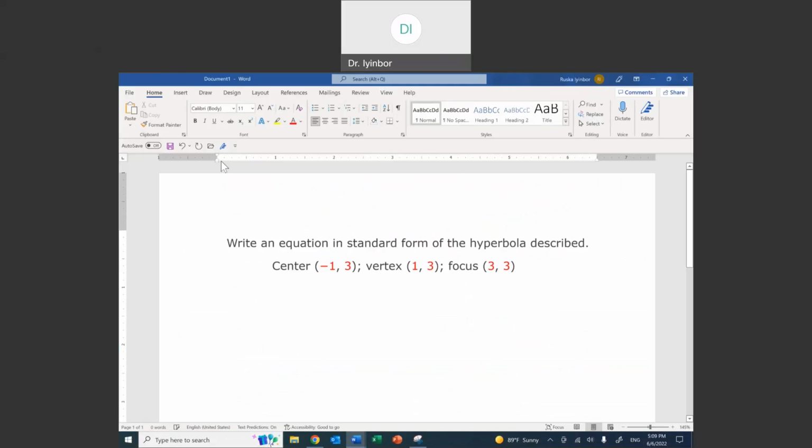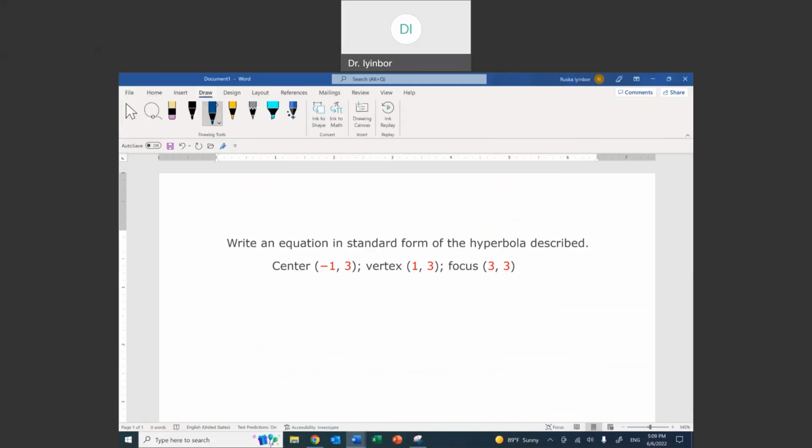So we have center, we know center is h and k. The first number is h, the second number is k. Now, because we know that vertex gives me a and focus gives me c, I'm not just going to get these numbers because I'm not counting from 0, I'm counting from -1. And center to vertex is A. So how am I going to do that? I'm going to make a number line and put all the points there and count the distance. That's the best way to do it.